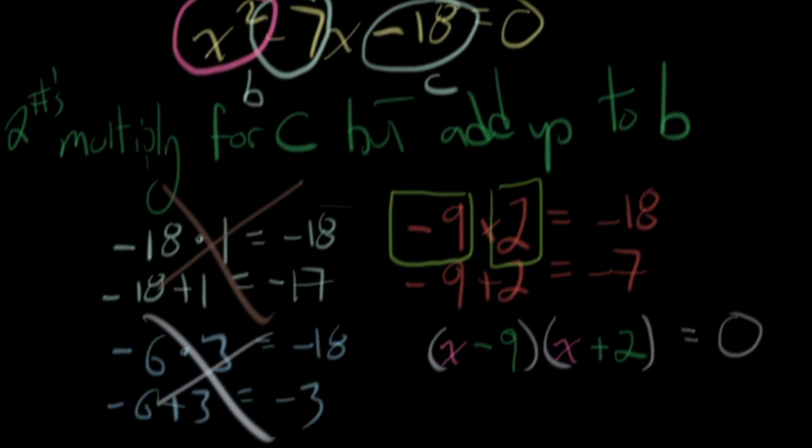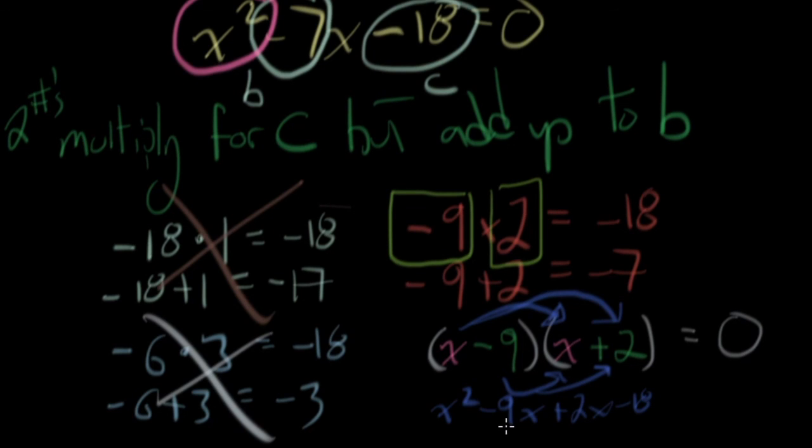Let's use FOIL, the distributive property, to go back. I want to show you something that's going to be super magical. You're going to be like, oh my gosh, this was amazing. At the 13.5-minute mark of the challenge section, I'm going to be blown away. I'm going to FOIL this together. So I get x squared minus 9x. What else do I get? I get plus 2x minus 18.